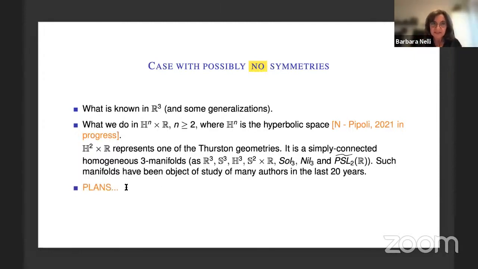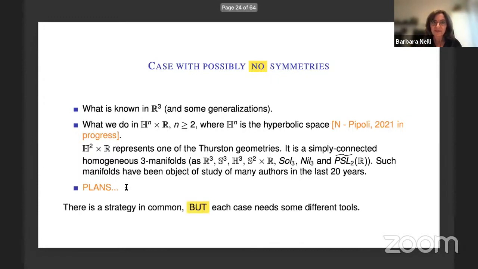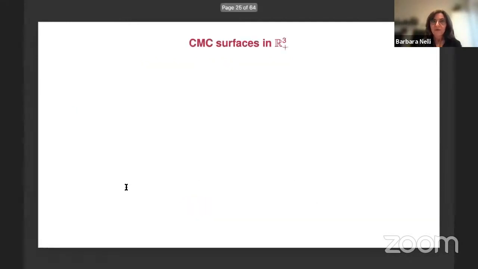Okay, so we start with what is known in R3. Just one more thing. For all those cases, there is a strategy in common, but each case needs some different tools. So it's quite interesting, the mathematics coming out of that. So CMC surfaces in R3 plus, in fact, in the upper half space.